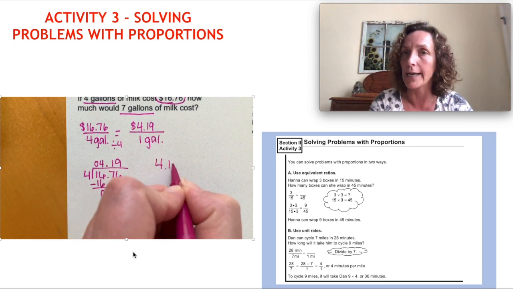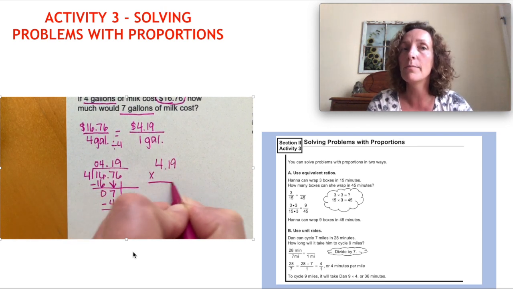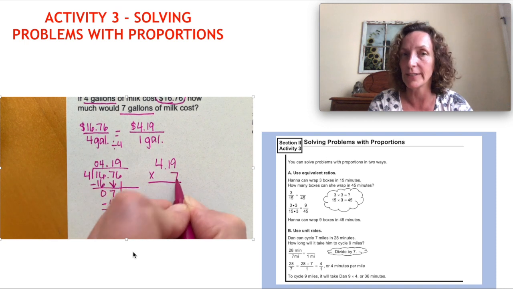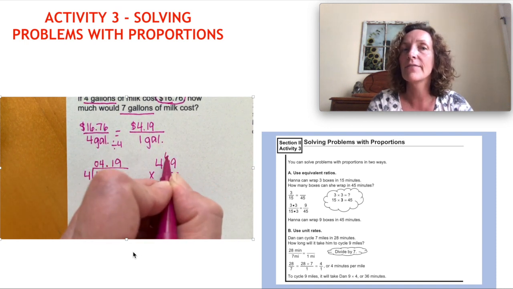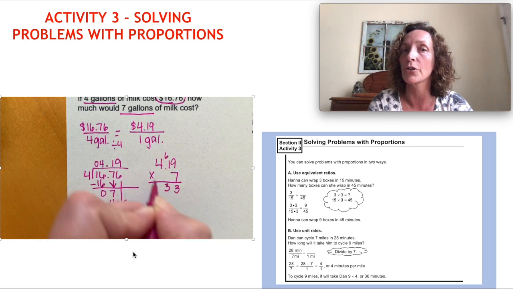So we're going to multiply. We take our unit rate and multiply that times 7. 7 times 9 is 63. 7 times 1 is 7 plus 6 more is 13.